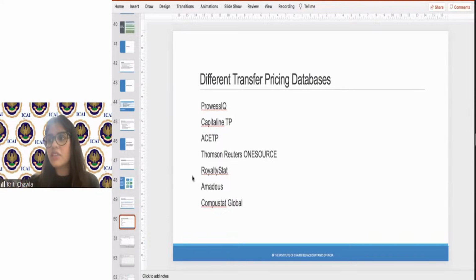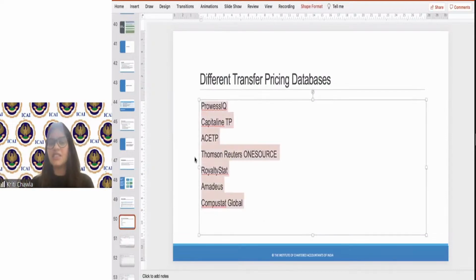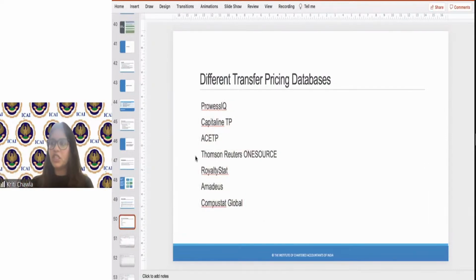For income tax returns, you can use a CompuStat. You can use, say, for example, Genius, or any private databases. In the same manner, we have transfer pricing databases also. You can take any database. They're very, very competitive with each other. They have a lot of companies, all of them.